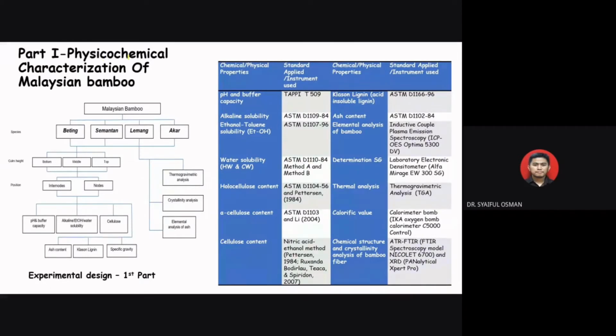So here in the first part of my study, I studied the physicochemical characterization of four Malaysian bamboo type. So I studied the properties of buluh betung, buluh semantan, buluh lemang, and buluh akar. So from the figure here, it shows the experimental design for the first part of my study. And from the table here, I will not go through the detail of this table. That indicates the instrument used for analysis and characterization.